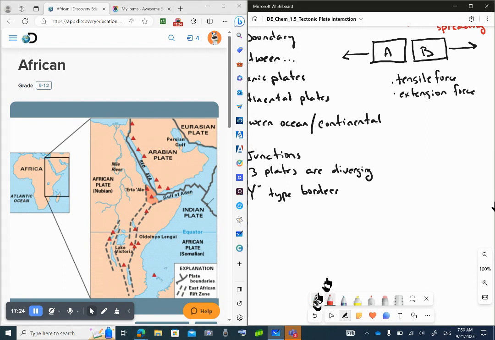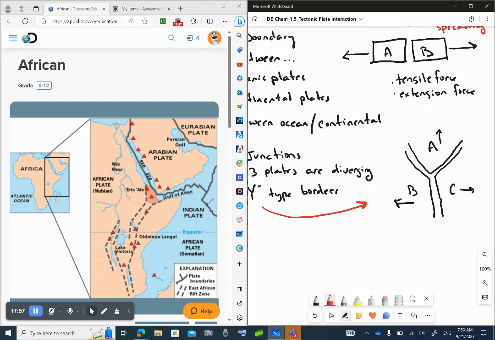We'll take some black, and you might have a plate A, and maybe it's pulling in one direction. You might have plate B pulling in another direction, and you might have plate C pulling in its direction. And this is kind of forming that Y shape, like a letter Y. And this would also form rift valleys. Are often associated.